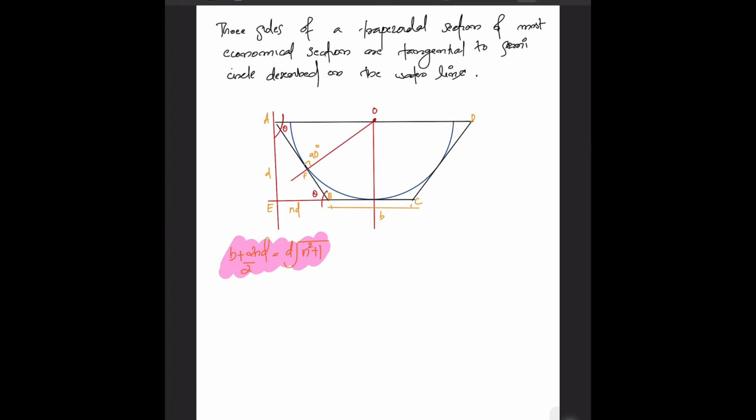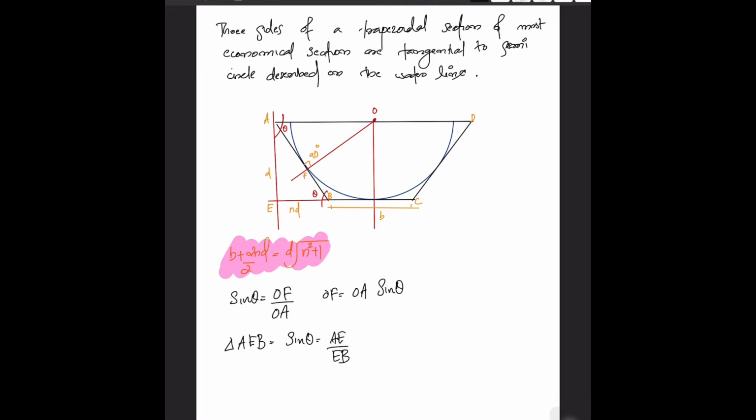Now sin theta is equal to OF by OA. Therefore OF is equal to OA sin theta from this triangle. And from triangle AEB, you can write sin theta is equal to AE by EB.